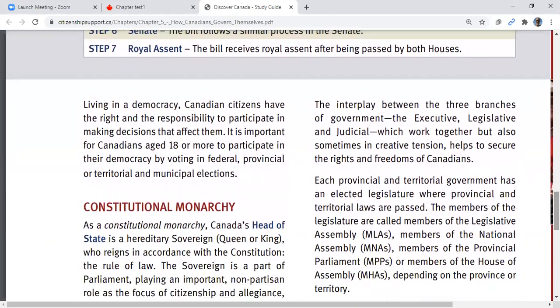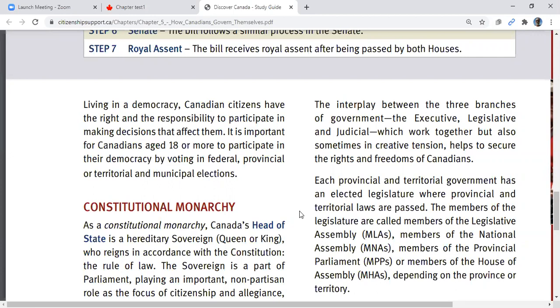Living in a democracy, Canadian citizens have the right and the responsibility to participate in making decisions that affect them. It is important for Canadians age 18 or more to participate in their democracy by voting in federal, provincial, or territorial and municipal elections.